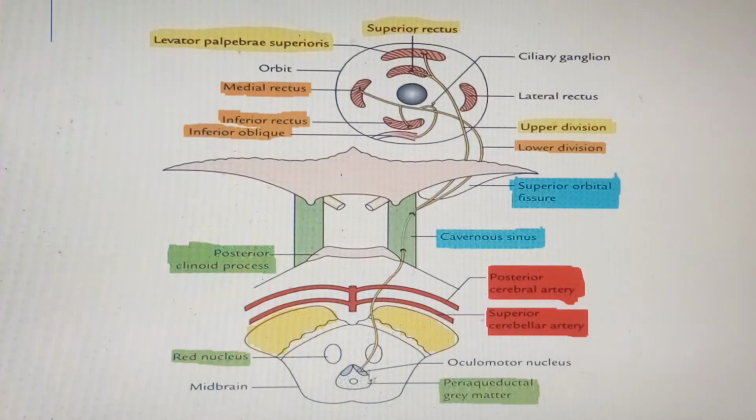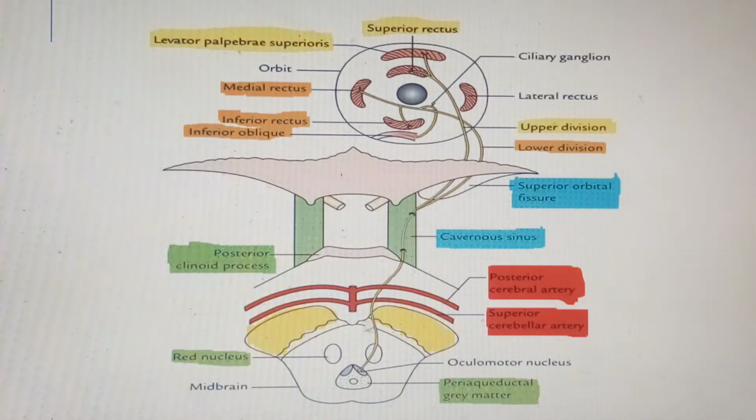Now, once it emerges over there, you see that the nerve will be coming out of the nucleus. So what do we see? We see another nucleus over here, just anterior or just ventral to this oculomotor nucleus. We have what we call the red nucleus. So it means that the oculomotor nerve will run through the red nucleus.